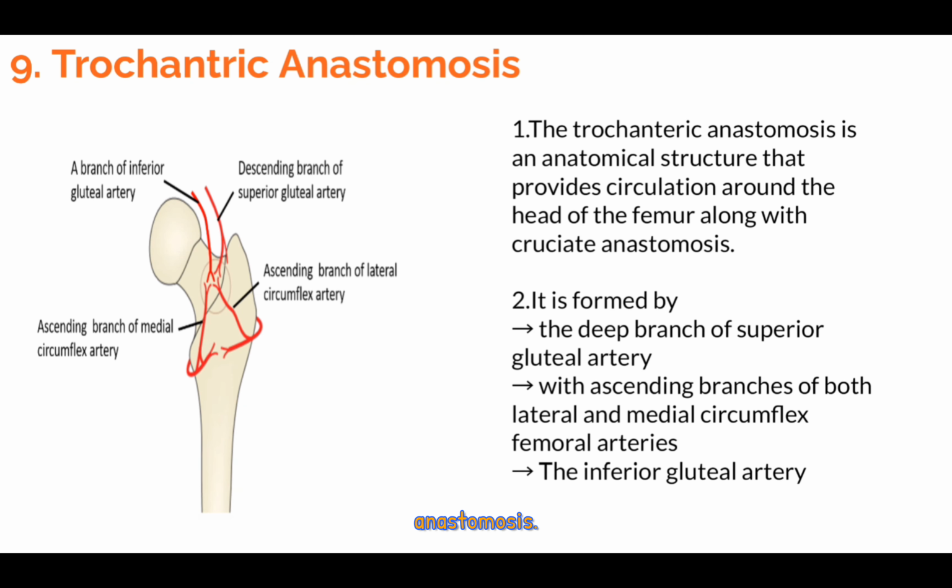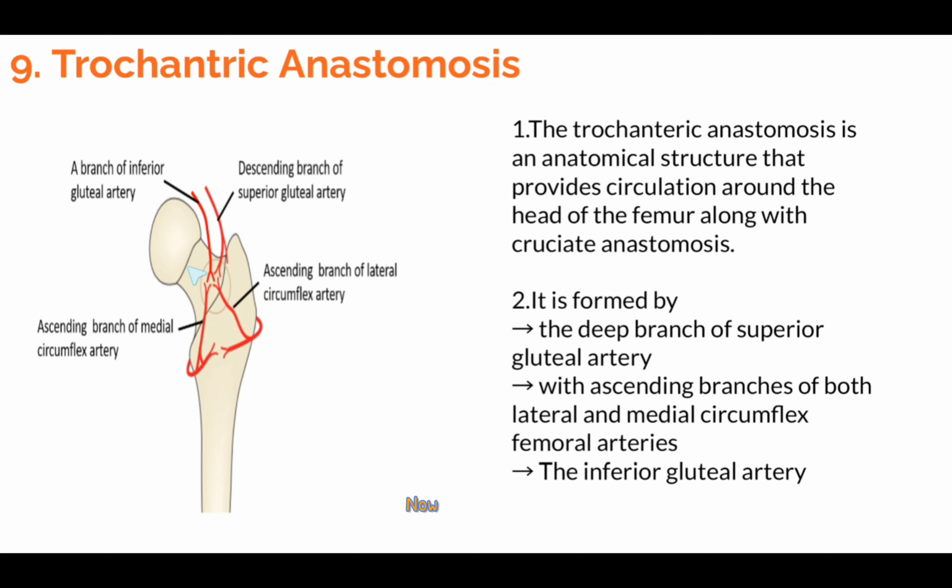Trochanteric anastomosis, it's a very simple question. They can ask it as a 1 mark or a 2 mark question. It is a short note, a short answer question for you. Trochanteric anastomosis is an anatomical structure that provides circulation around the head of the femur along with cruciate anastomosis. So the blood supply to the head of femur is provided by two anastomoses. One is the trochanteric anastomosis and another one is the cruciate anastomosis. These both are important short answers. I'll tell about cruciate anastomosis in the next video.